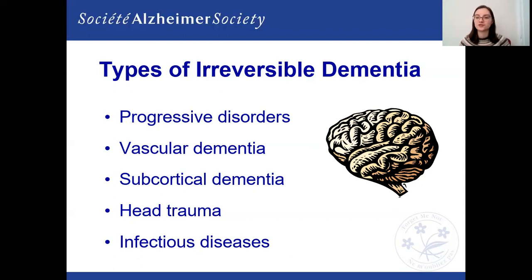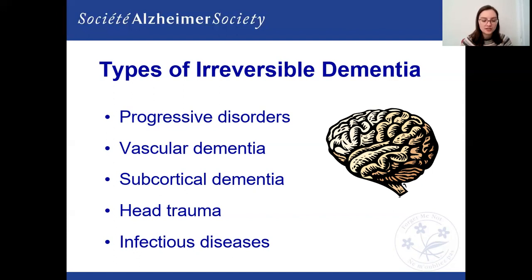So progressive disorders refer to diseases like Alzheimer's disease, Lewy body dementia, and Pick's disease, where symptoms continue to get worse over time. At the present time, there is no cure for these progressive disorders, so the brain will continue to atrophy or degenerate over time. Vascular dementia is another type of irreversible dementia and is often due to stroke. And we're going to talk about this a little bit more later on.